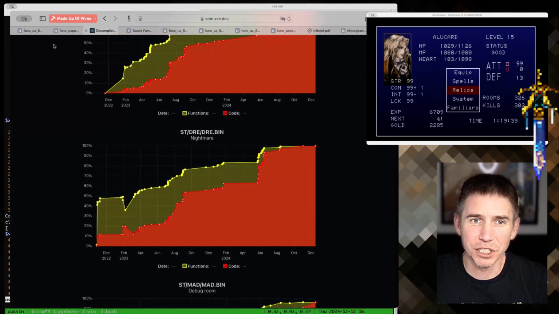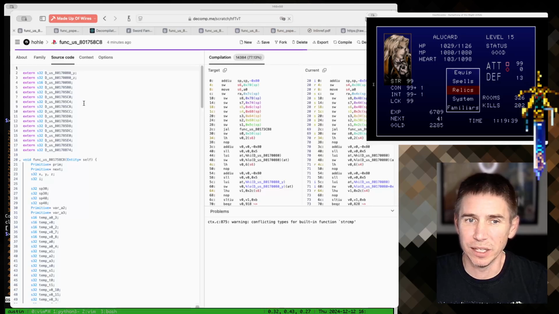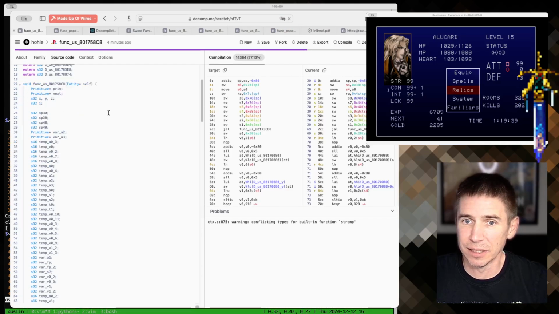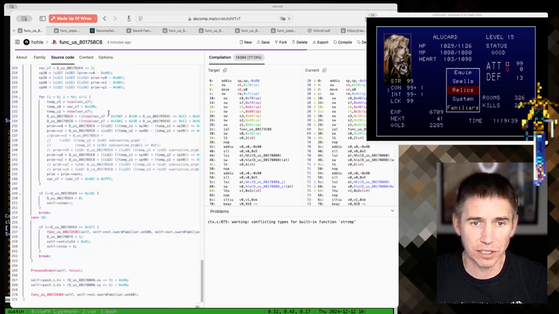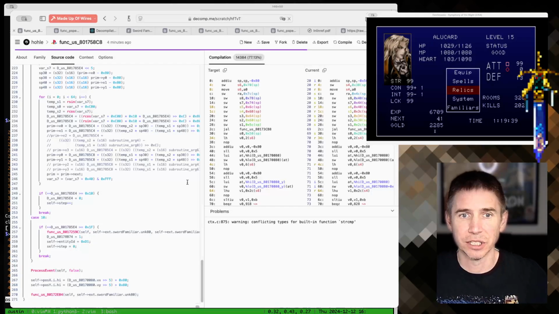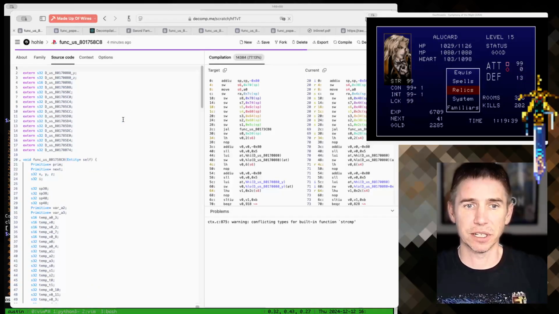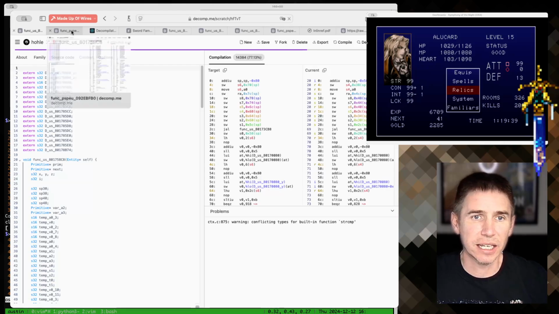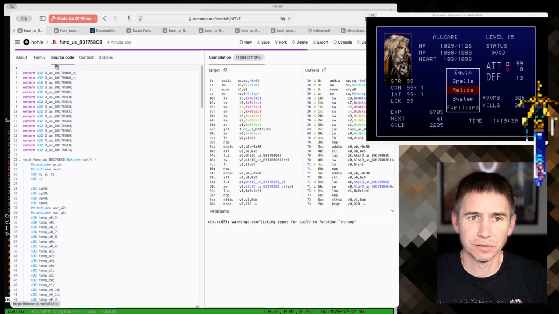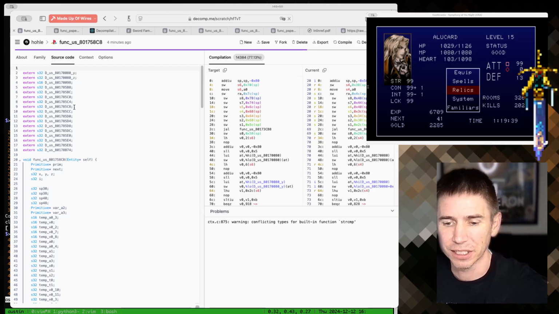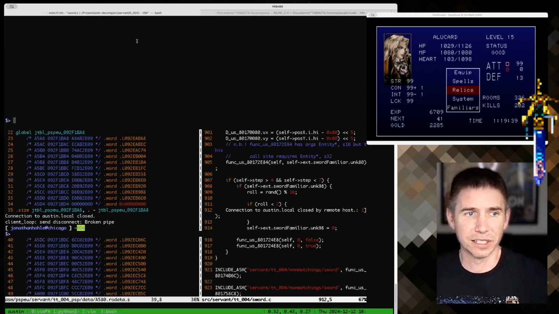We started a function last week that we made some progress on, but not too much. There's still some stuff to figure out, so we're going to keep working on that today. I did look at, I think there's four-ish functions left related to the Sword Familiar. We can go over and check.